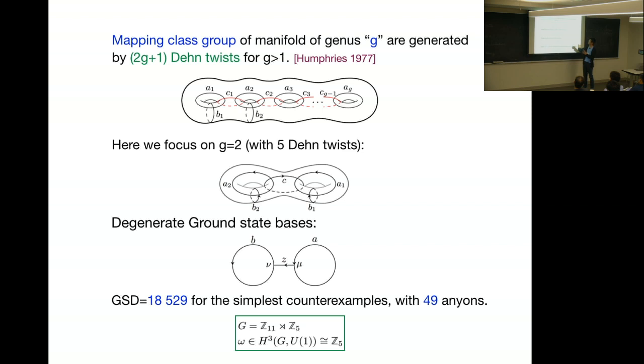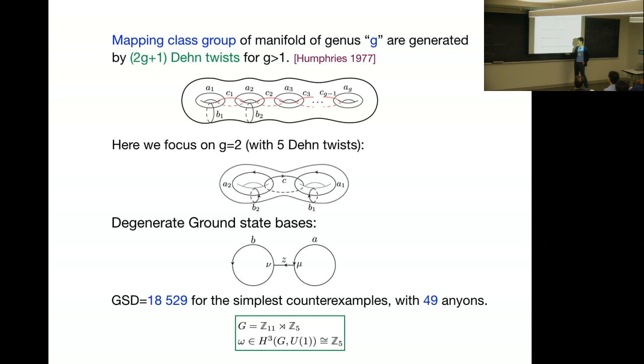In particular, for the genus 2 torus, we need 5 then twist to generate the mapping class group along 1, 2, 3, 4, 5. Okay, 5 then twist. So our main idea is to study the mapping class group on this genus 2 manifold. Let me remind you that the degenerate ground state on the genus 2 manifold can be described by the two anions A and B. They are connected by a third anion Z.